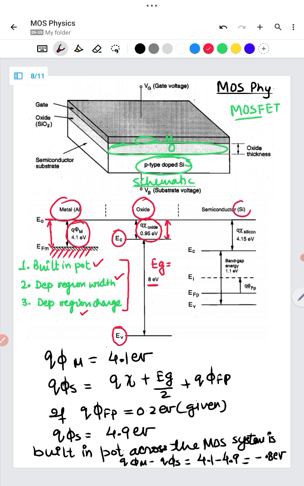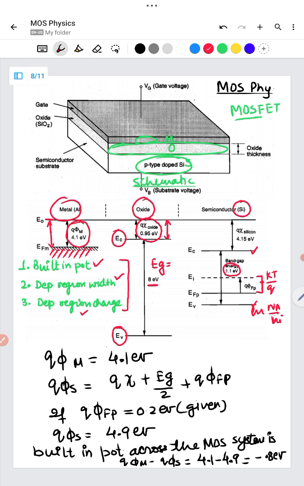In the case of a semiconductor, you have a conduction band and a valence band. Since it is silicon, we have a band gap of 1.1 electron volt. This distance is known as the Fermi potential, which we already know. This is equal to kT/q ln(Na/Ni), or if you want to neglect the negative sign, then this is Ni by Na. If you keep it as Na by Ni, you need to put the negative sign over here. Now, what will be the built-in potential? First question is, what will be the built-in potential in the case of a MOS?